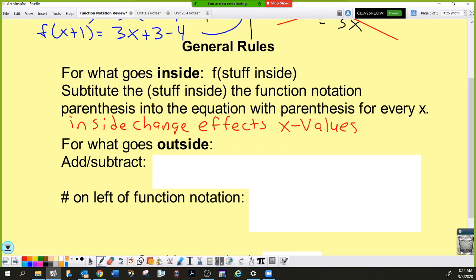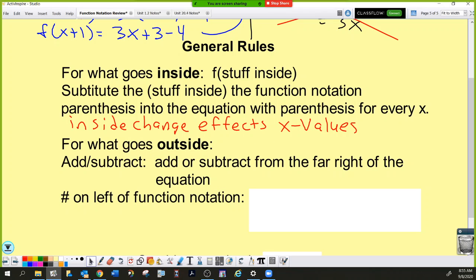Outside. But addition. But I don't like to do 1 plus f of x plus 1. So if I do some addition and subtraction on the outside, then you should do the same. You would add or subtract on the side of the equation as well.